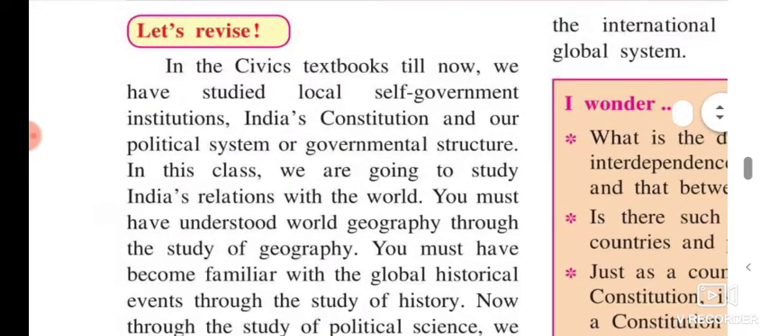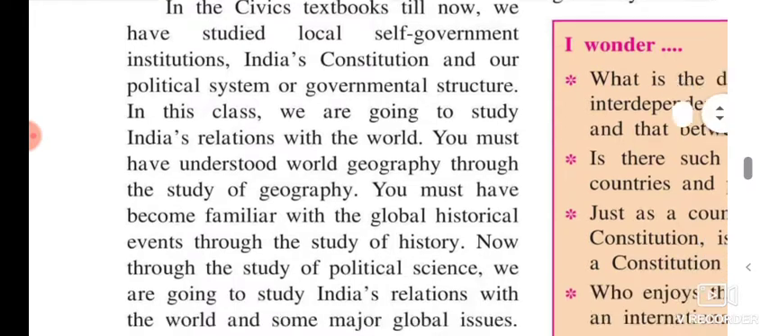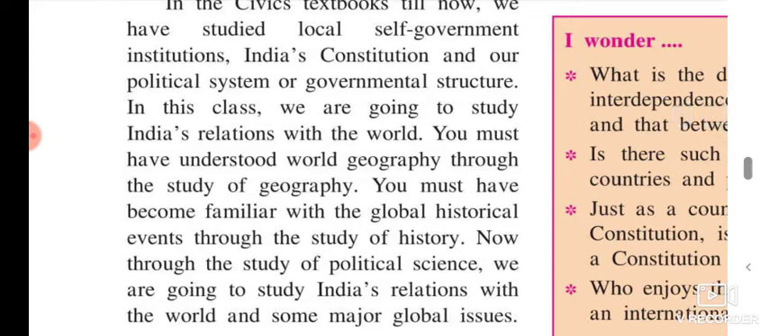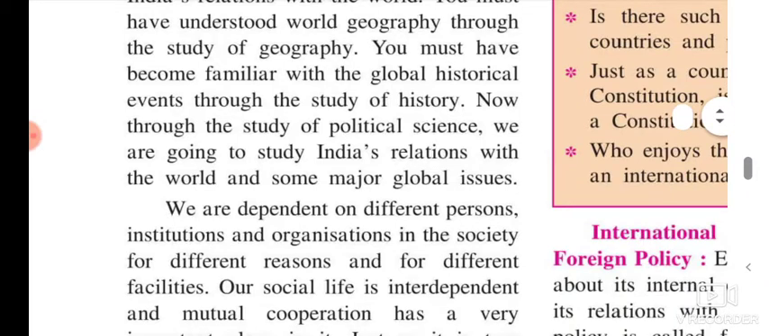In the textbooks till now, we have studied local self-government institutions, India's constitution and our political systems, our governmental structure. In this class, we are going to study India's relations with the world. We must have understood the world geography through the study of geography. You must have become familiar with the global historical events through the study of history. Now, through the study of political science, we are going to study India's relations with the world and some major global issues.